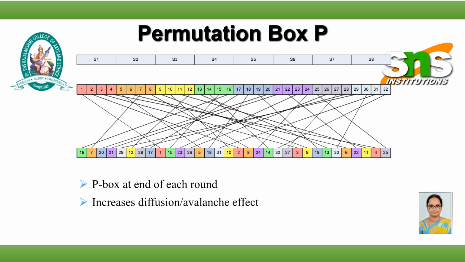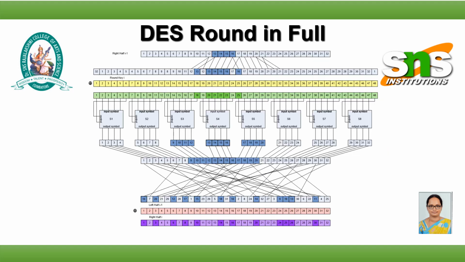We have 16 rounds in total. In those 16 rounds, we are reordering all the values we have specified. So it increases diffusion and the effects we have produced.